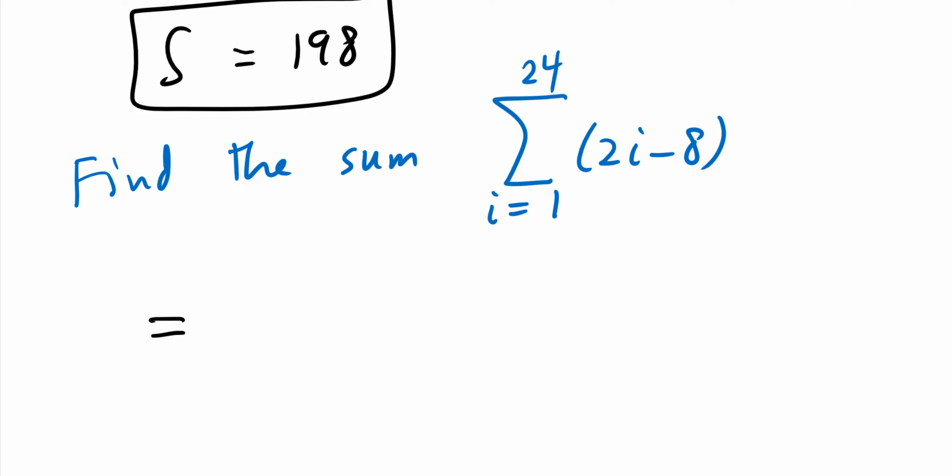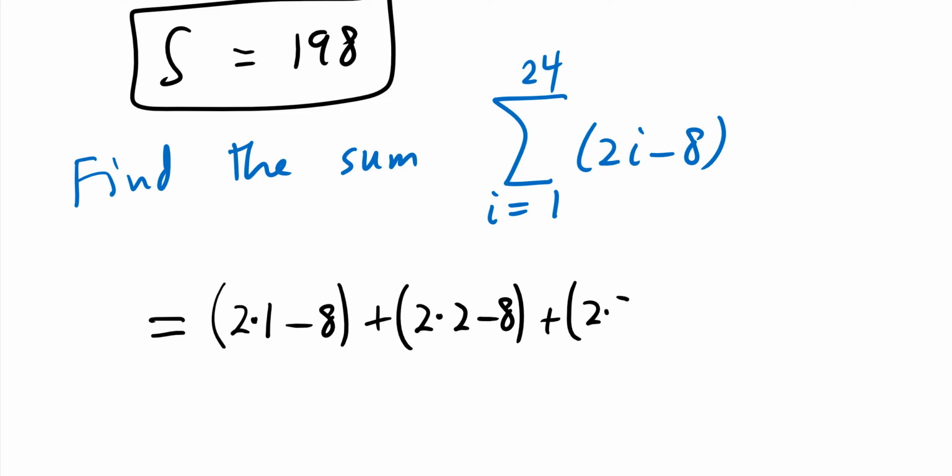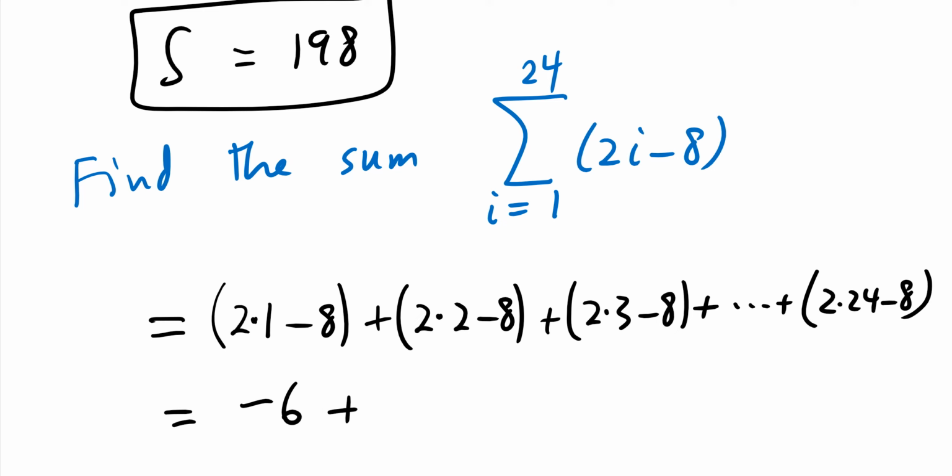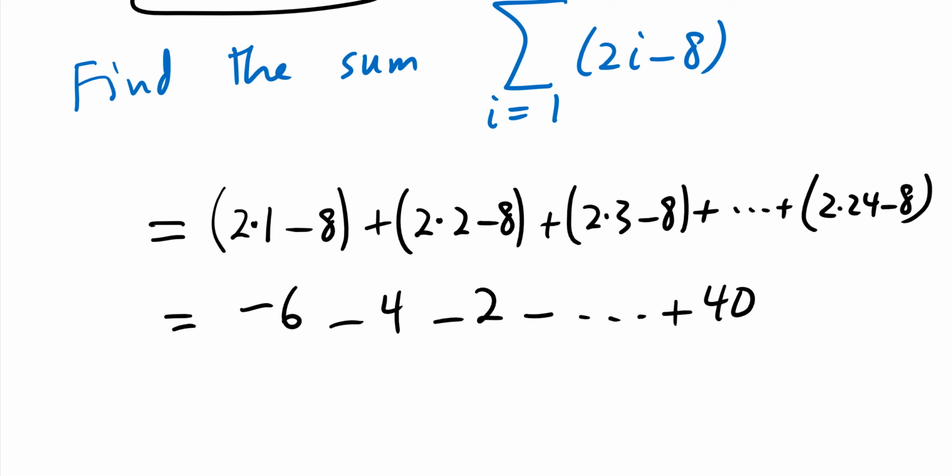If you substitute i equals 1, you get 2 times 1 minus 8. Substitute 2, 2 times 2 minus 8. Substitute 3, 2 times 3 minus 8. Plus all the way to 2 times 24 minus 8. So what does that give us? 2 minus 8, negative 6. 4 minus 8, negative 4. 6 minus 8, negative 2. And so on. 2 times 24, that's 48, which leads up to just 40. Then, how to find the sum here?